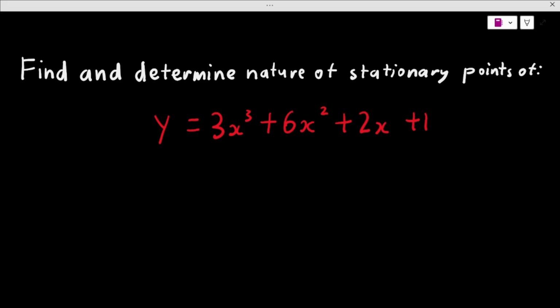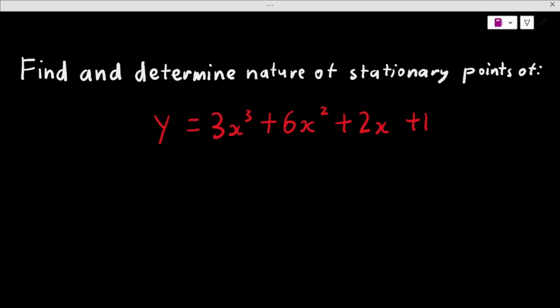Hi and welcome. Today we are going to look at stationary points and how to find their nature. We are going to be finding and determining the nature of the stationary points of the graph of y equals 3x cubed plus 6x squared plus 2x plus 1.